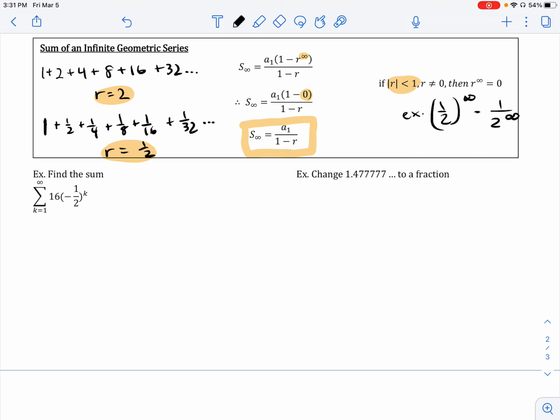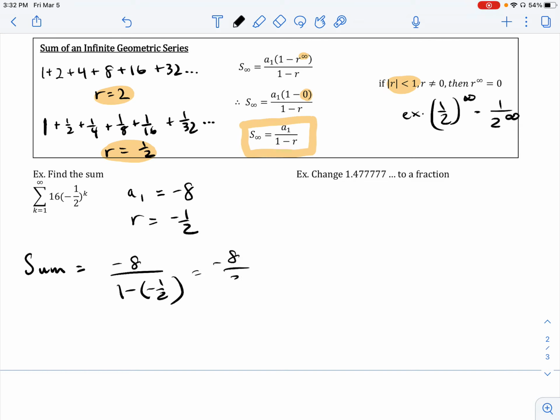So let's go ahead and try the same geometric series that we looked at earlier. Actually, it is the exact same geometric series, but this time let's make it an infinite geometric series and see what the sum of that series is. Well, first off, what is a sub 1? We said earlier that a sub 1 was equal to negative 8. And what did we say our common ratio was? Negative 1/2. So the sum of this series would be a sub 1, negative 8, all over 1 minus negative 1/2, which is negative 8 over 3/2, and all of this is negative 16 over 3.